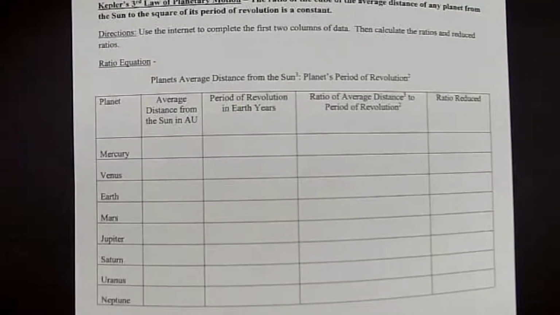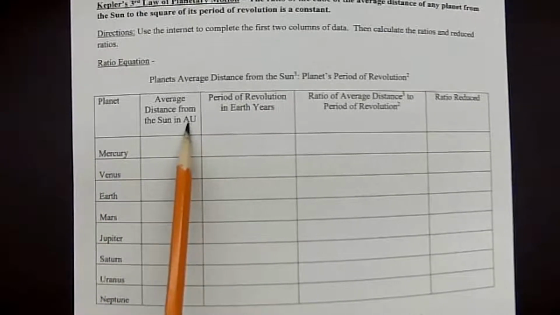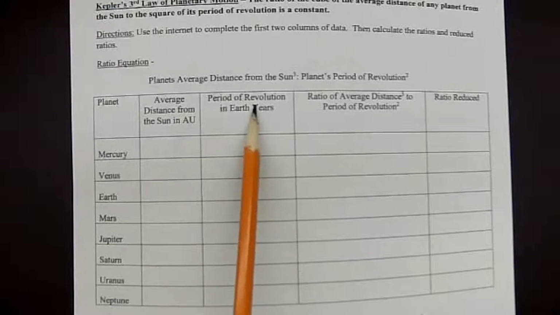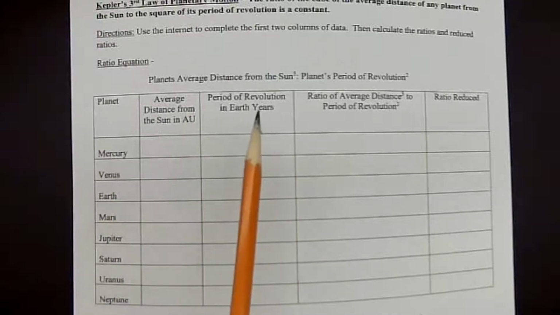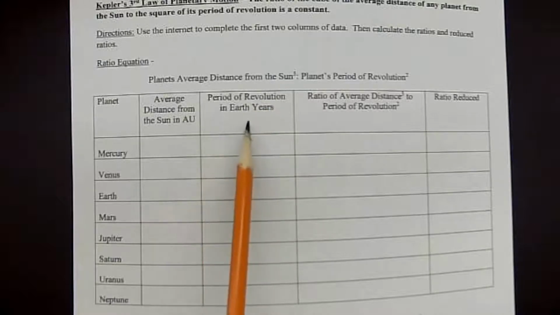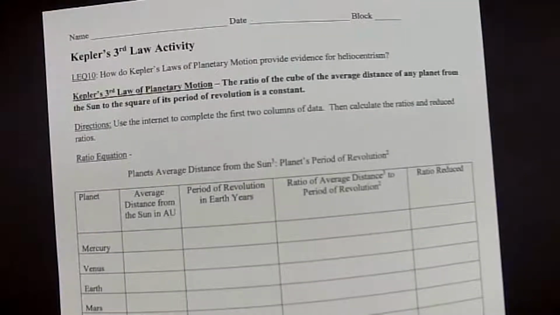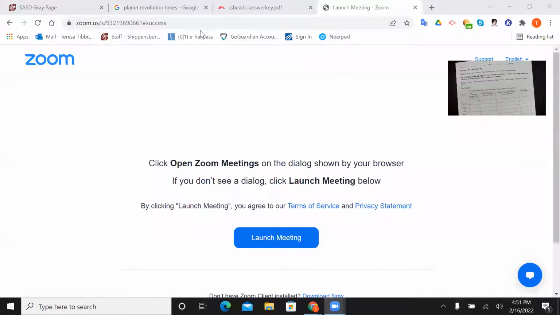Before we start the math, though, we need to look up some information. So you need the distance that each planet is from the sun, and that needs to be in the units astronomical units. And you need the time it takes for the planet to revolve around the sun once, or orbit the sun. And you need those values to be in Earth years. So you're just going to do a Google search, and then we will start the calculations. So just go to Google.